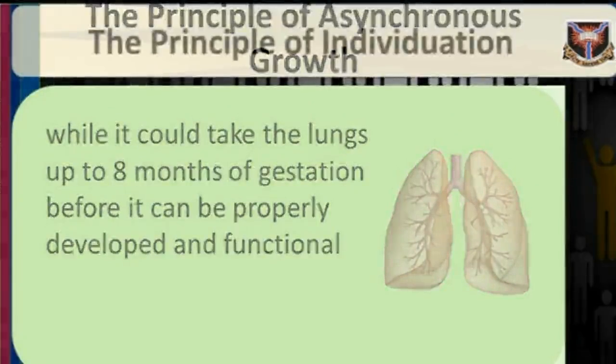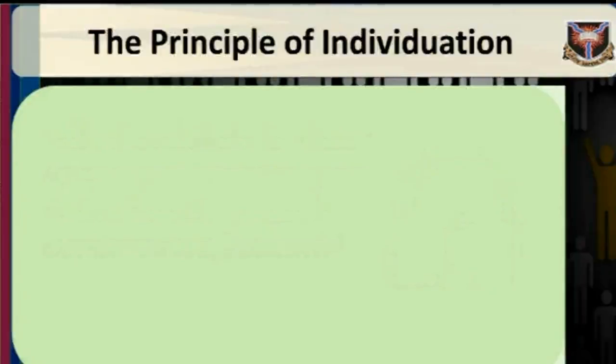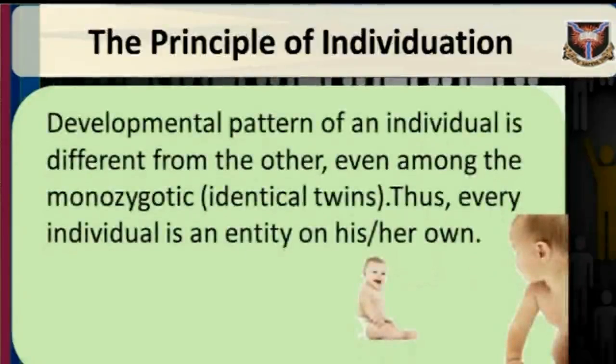4. The principle of individuation. The principle states that the developmental pattern of an individual is different from the other, even among the monozygotic, that is, identical twins. Thus, every individual is an entity on his or her own.